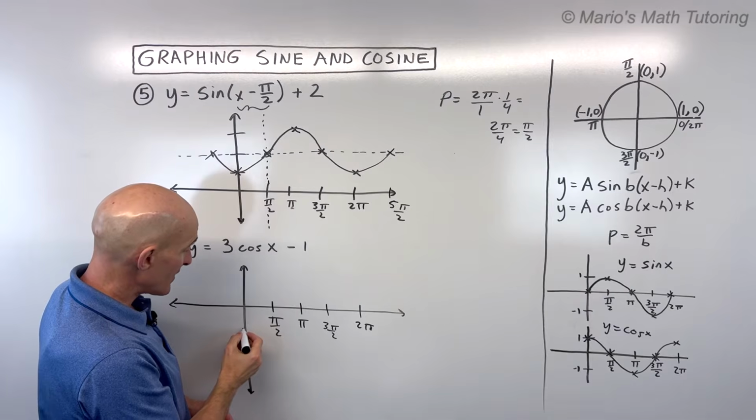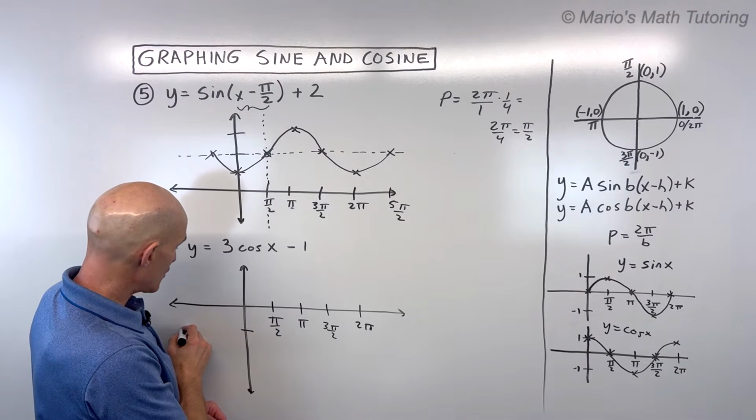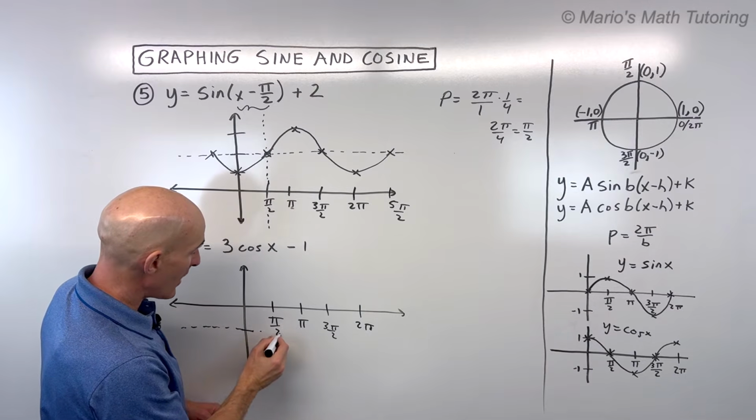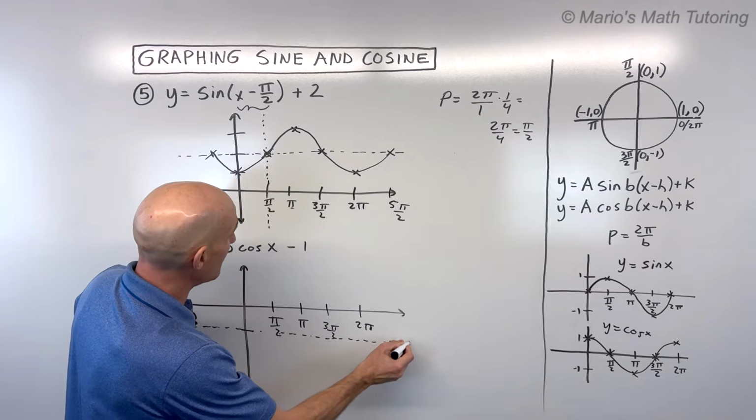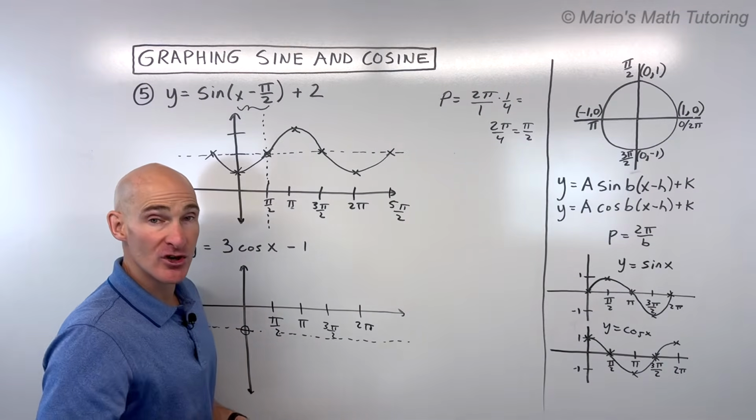So what I like to do is just say, here's down 1, and I'm going to think of that as my new midline, kind of like my new x-axis, maybe draw a dashed or dotted line. It's not shifting left or right, so I'm going to think of this as my new origin or my new starting point.